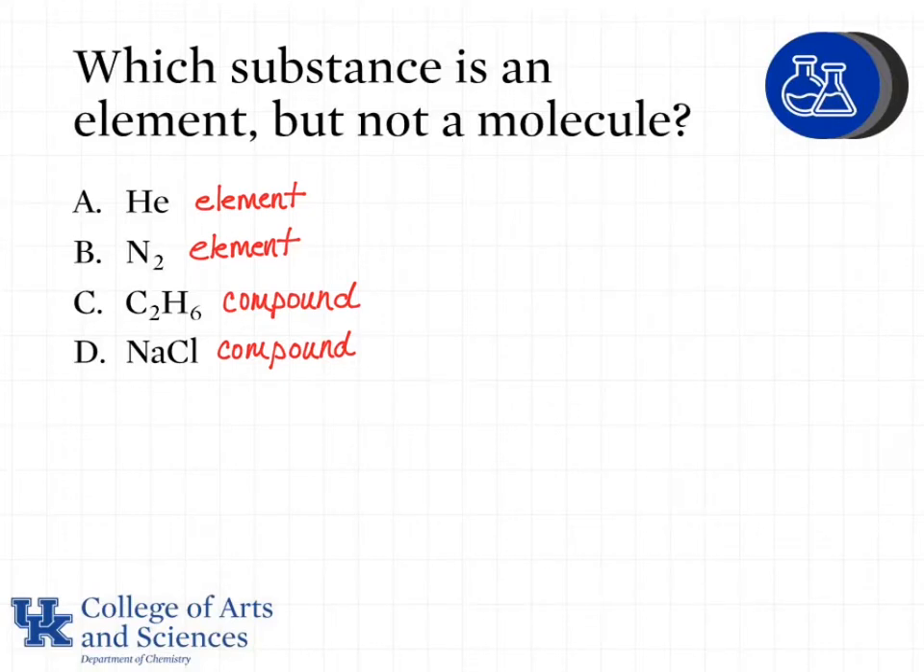When we look at helium, we see that it is a single atom. There's no subscripts. It's just a single helium atom. And nitrogen is a molecule because we have two nitrogens attached together, creating that molecule. Therefore, A is our correct answer.